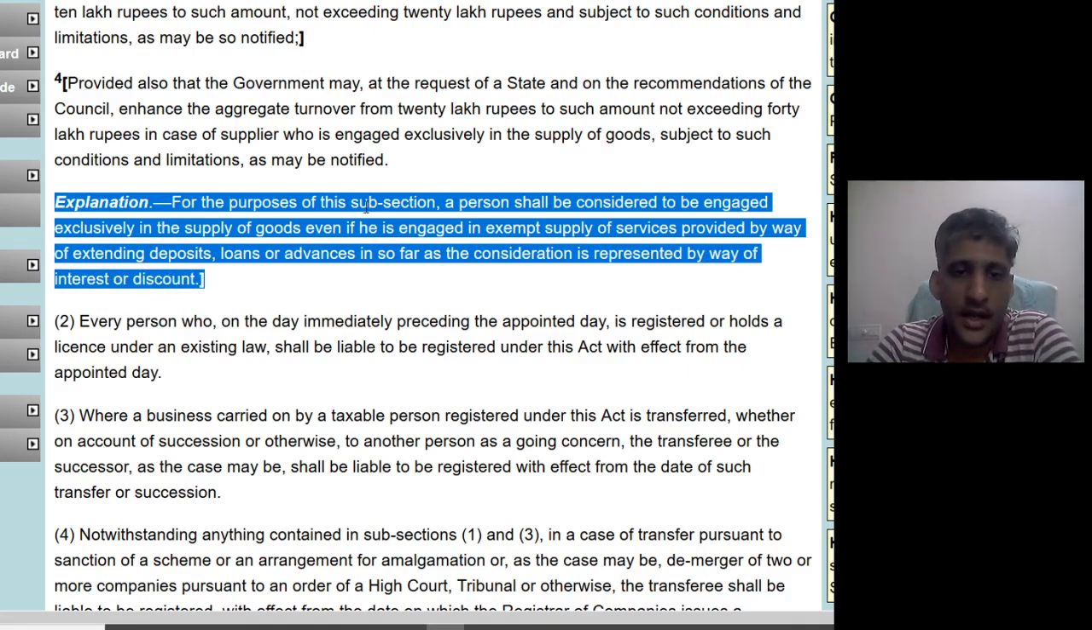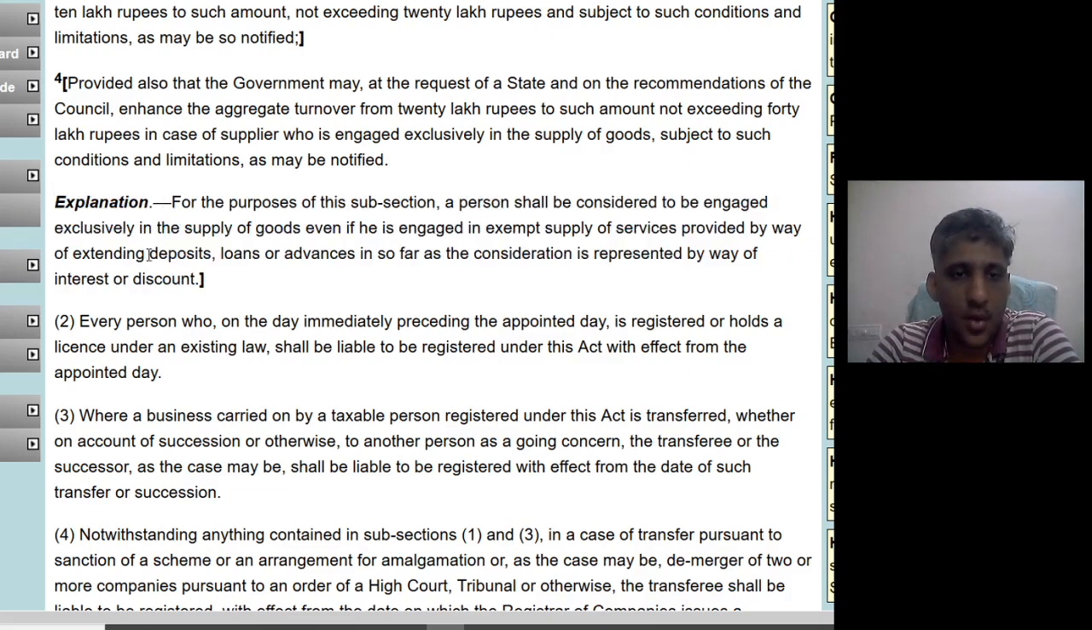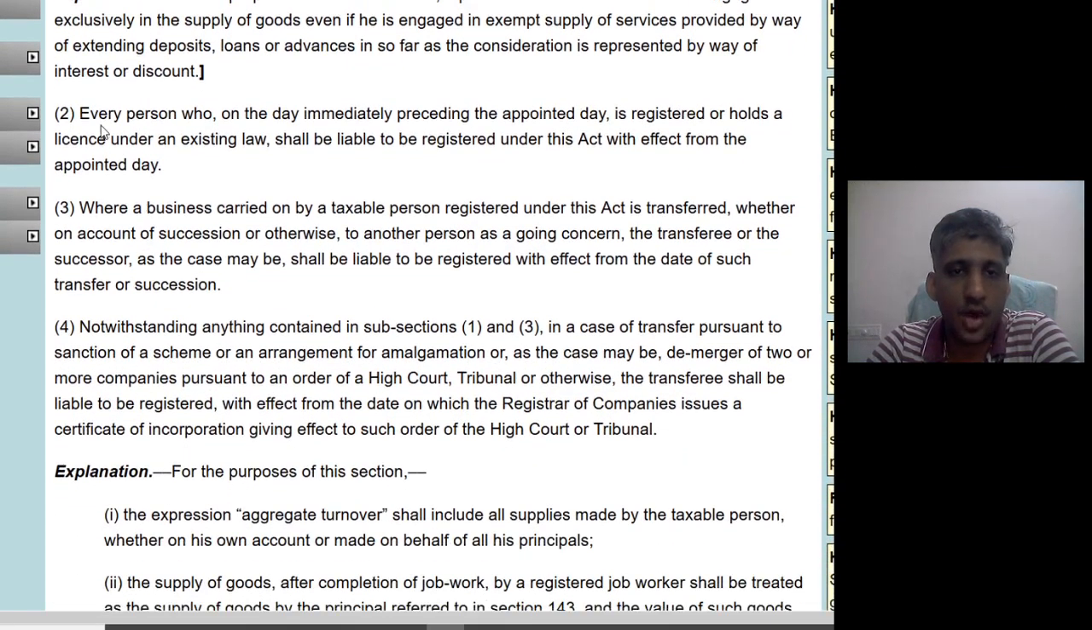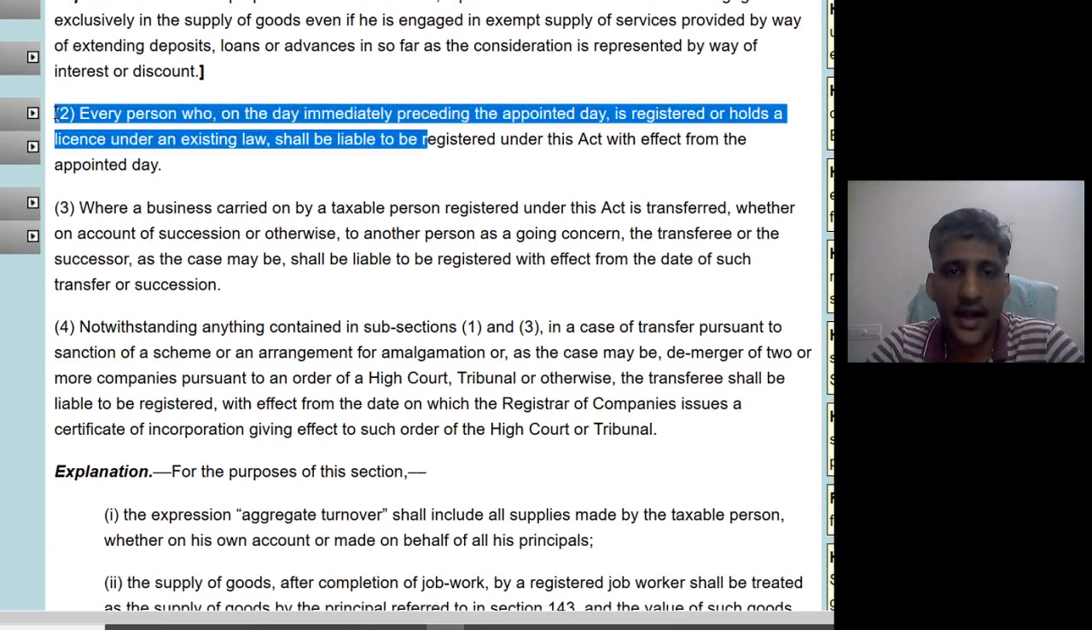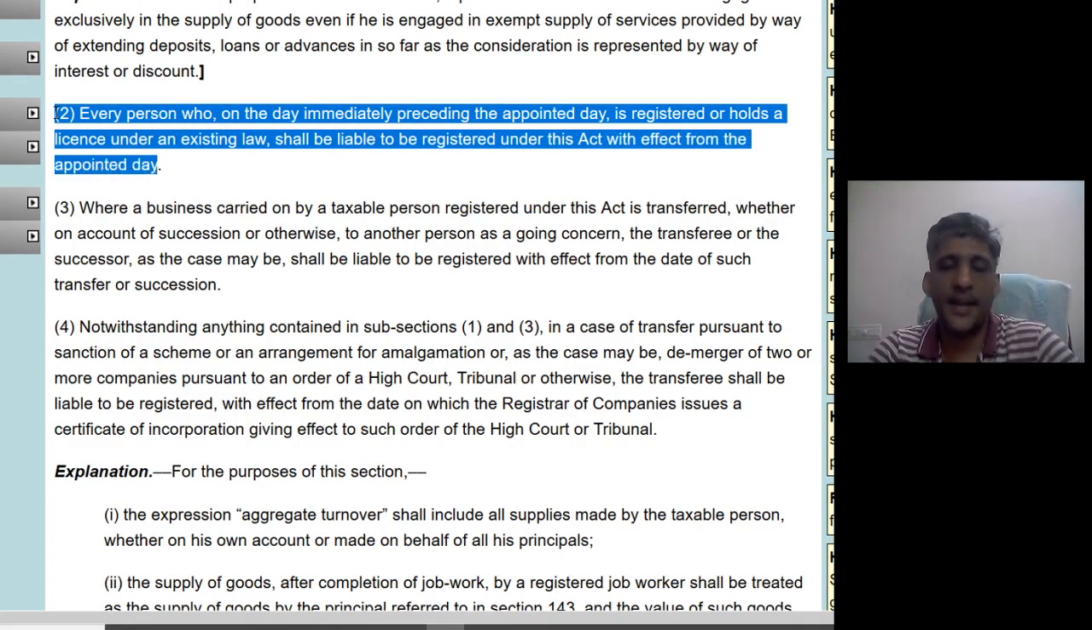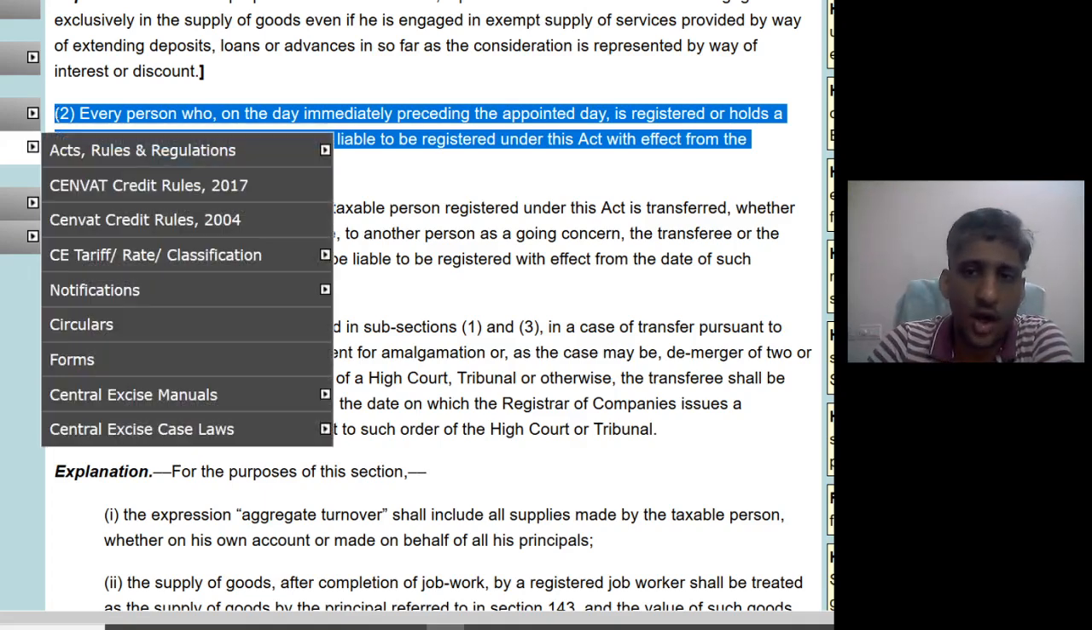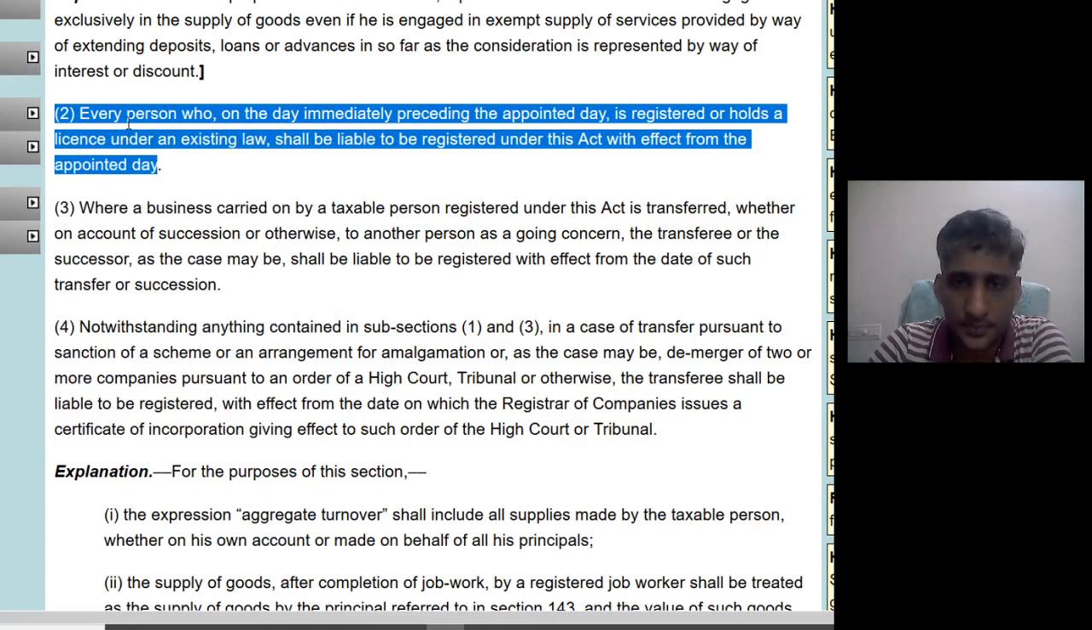Okay. Next, this is subsection 1. Subsection 2: every person who on the day immediately preceding the appointed day is registered or holds a license under an existing law shall be liable to register under this Act with effect from the appointed day. So if any person is registered under Central Excise or the VAT Act, that is the erstwhile regime, they will automatically be deemed to be registered here. Okay, but this subsection is no longer relevant because we are almost 3 years into the law. Therefore, we need not worry too much about subsection 2.